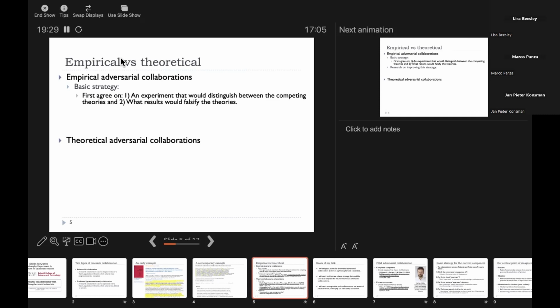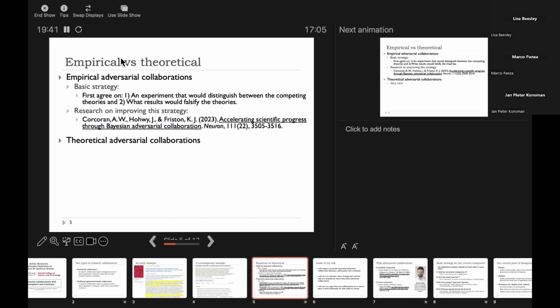Okay, I'll just very briefly mention that the way I've written the basic strategy is pretty rough, and there's a lot of room for improvement, and there's a lot of research trying to improve the strategy. A real quick example is this interesting paper, Accelerating Scientific Progress Through Bayesian Adversarial Collaboration. Part of what these authors are trying to do is improve point 2: what results would falsify the theories? Their work is basically saying, look, falsification's a little bit too strong. Sometimes falsification's a little bit too hard to come by. Let's instead talk about what kinds of results would decrease our credence in our theories. Another reason to put that up is that it's also another science-philosophy collaboration, with Jakob Horry in the middle being the philosopher. Okay, so lots of empirical adversarial collaborations have been done, lots are ongoing, and I'm sure lots more are to come in the future.